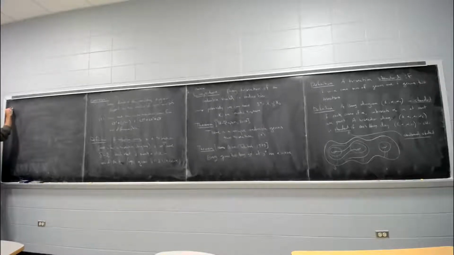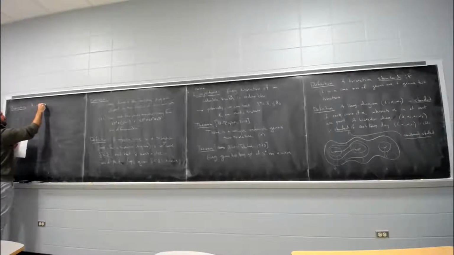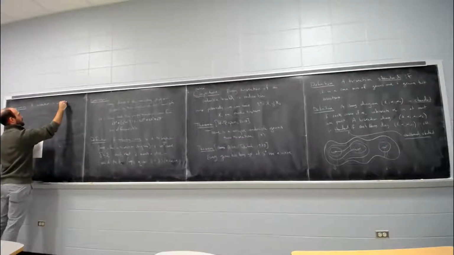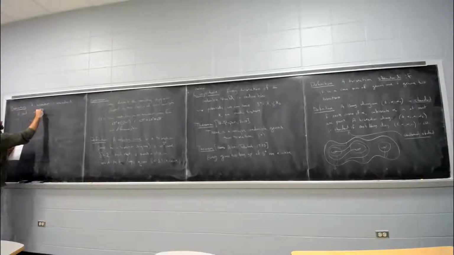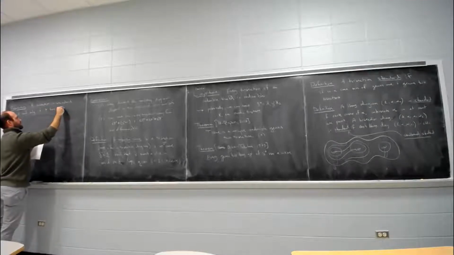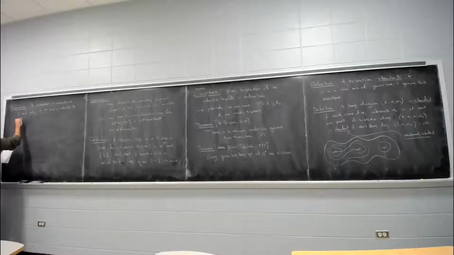So, given these definitions, we have the following proposition, which says that a trisection is standard if and only if it has a standard diagram.